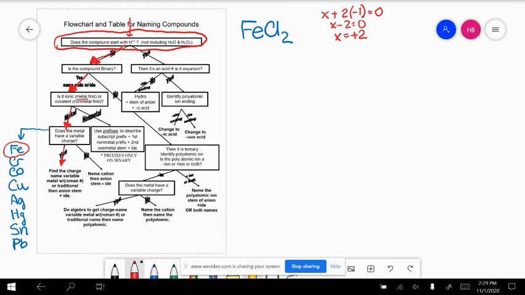Or you could simply recognize, you do not have to do all the algebra every single time. You can recognize that there's 2 -1s in back, so there has to be 2 pluses in front. So this is iron(II) chloride.